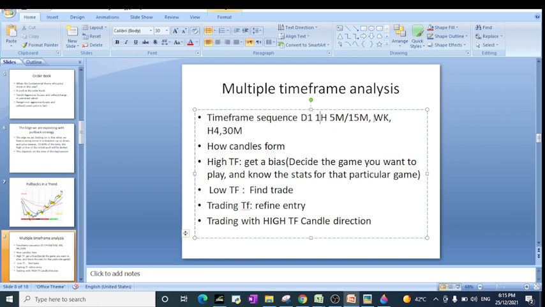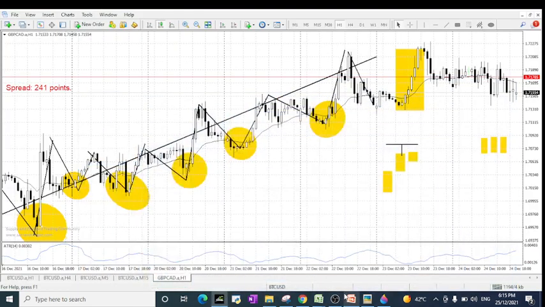If you are trading on the 4 hour chart, you use your weekly chart to get a bias. If you are trading the 30-minute chart, you use your 4 hours to get your bias, to decide what the trend is, to decide what direction you want to be trading. So what you don't want to do is to have a higher time frame closing like this.